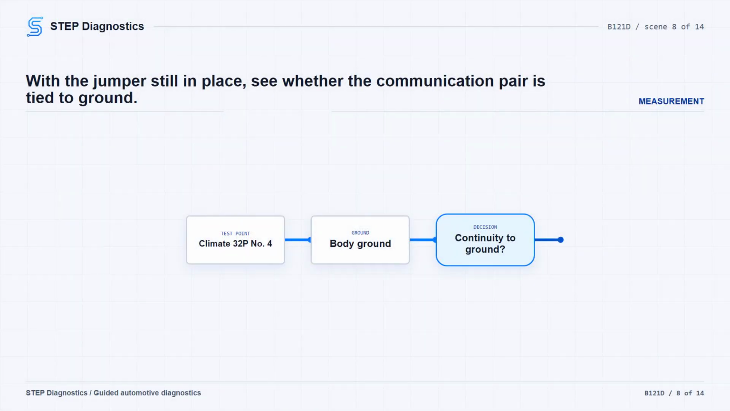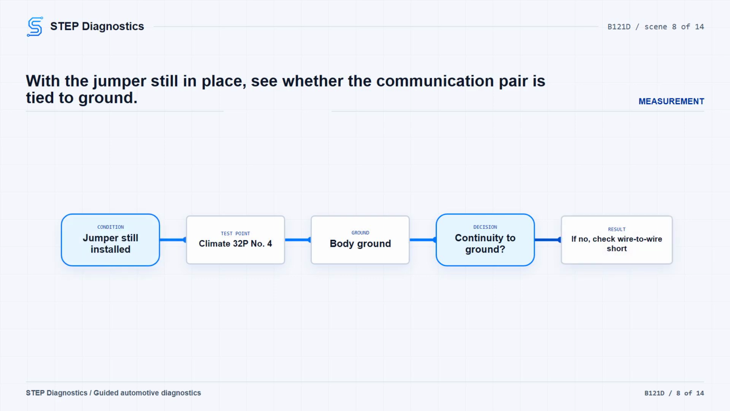Leave the jumper installed between sensor connector No. 2 and No. 4. Check continuity from climate control unit connector No. 4 to body ground. If continuity is present, the next step separates which communication wire is shorted to ground. If there is no continuity, move to the check for a short between the HUM CLK and HUM data wires.